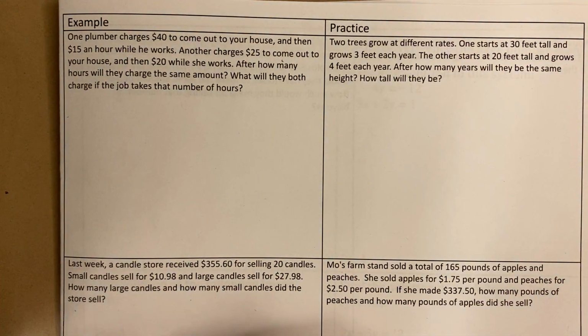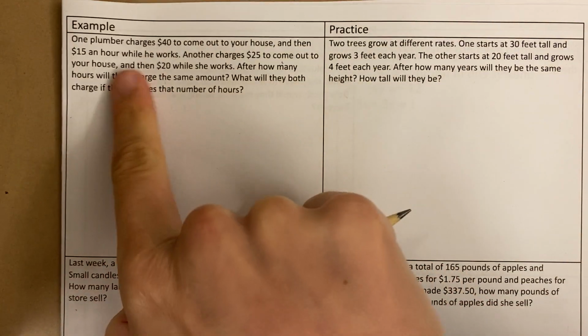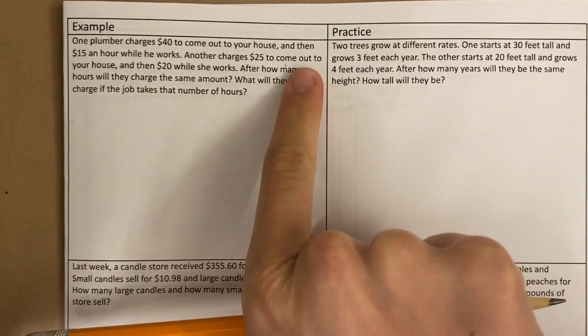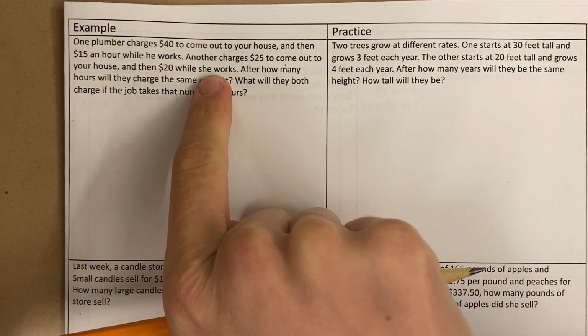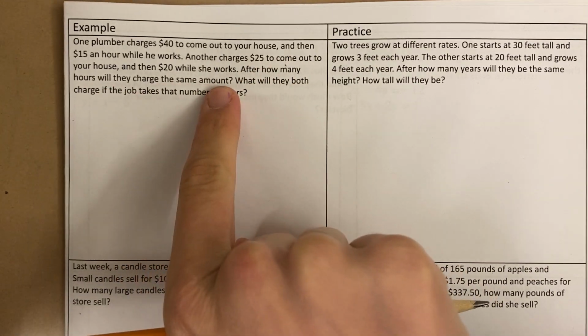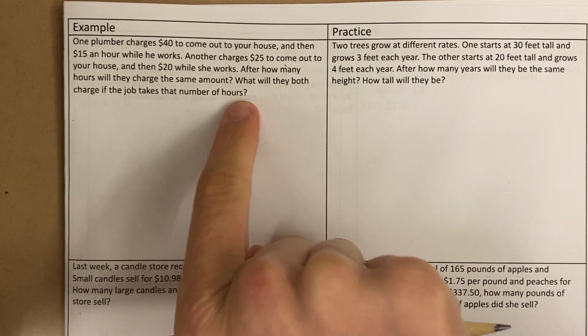One plumber charges $40 to come out to your house and then $15 an hour while he works. Another charges $25 to come out to your house and then $20 while she works. After how many hours will they charge the same amount? What will they both charge if the job takes that number of hours?